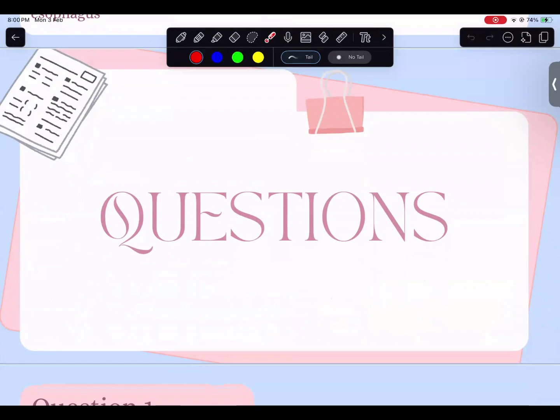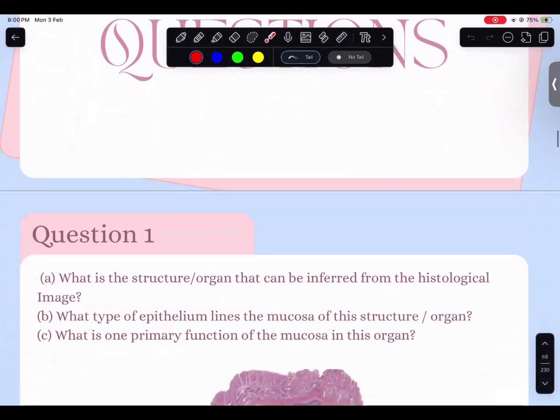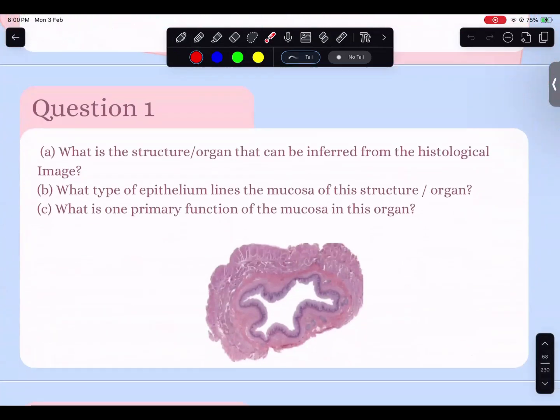Any questions? There are going to be practice questions for the pharynx and larynx and your esophagus now. So if you have any questions before we start the practice questions, please ask. Okay, let's go then.